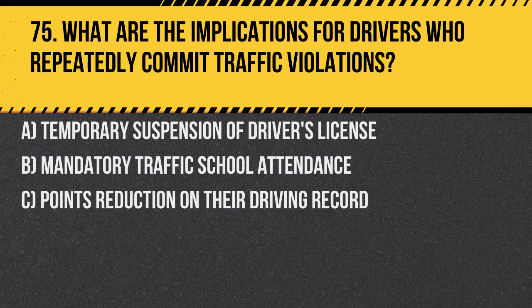Question 75. What are the implications for drivers who repeatedly commit traffic violations? A. Temporary suspension of driver's license. B. Mandatory traffic school attendance. C. Points reduction on their driving record. Answer: A. Temporary suspension of driver's license. Habitual violations can lead to the suspension of driving privileges to promote road safety.